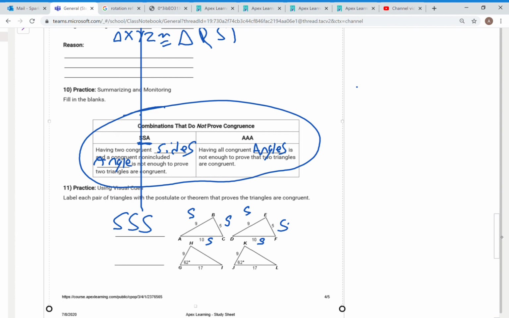The 9 and the 9, once again, we got some sides. The 62 is an angle. And then the 17 is a side. Well, look, I have side, angle, side. And I'm done. Okay, we'll go over this more. I know this is a section a lot of people don't like. Hopefully it'll go well.